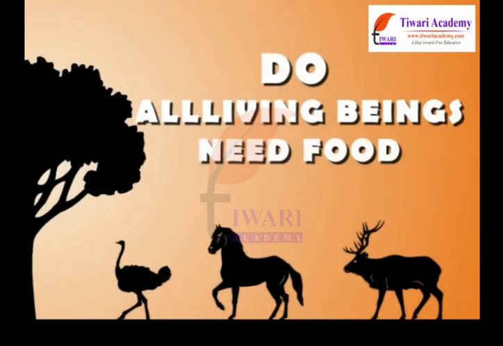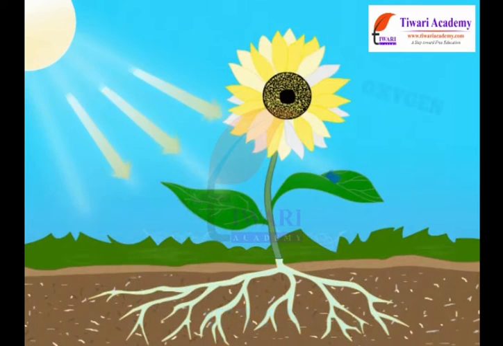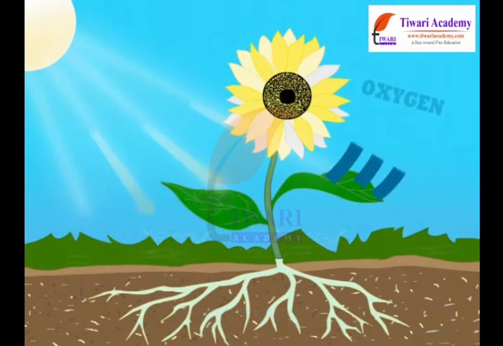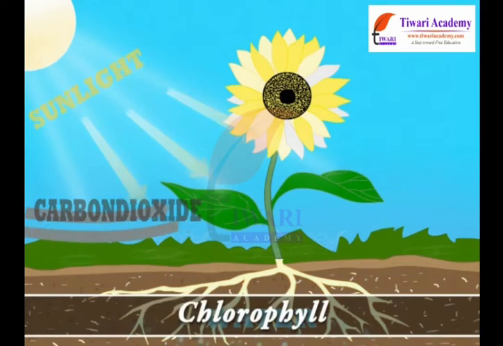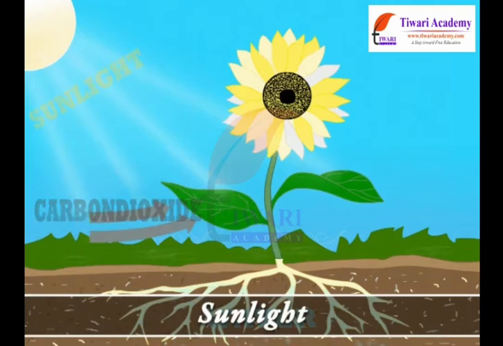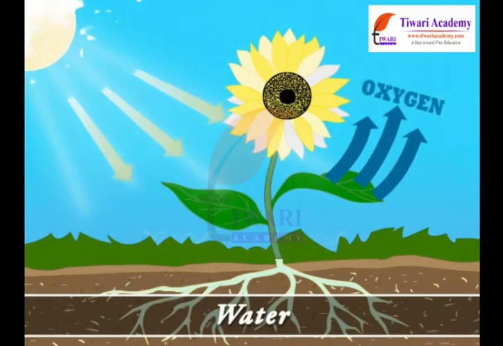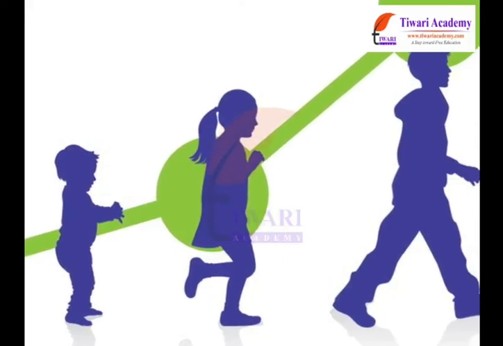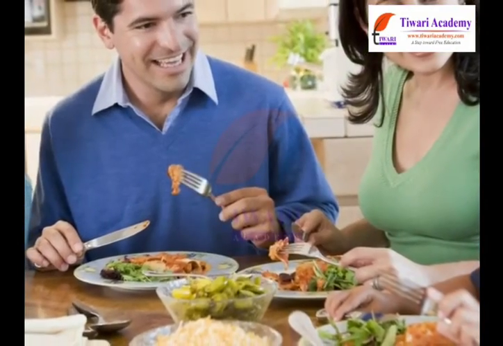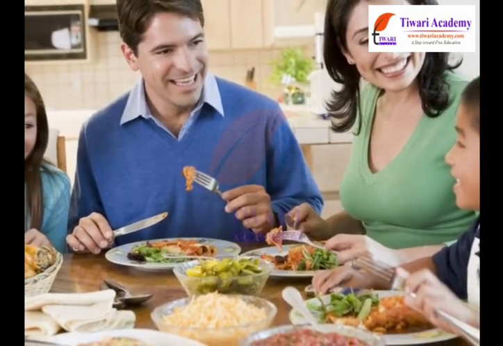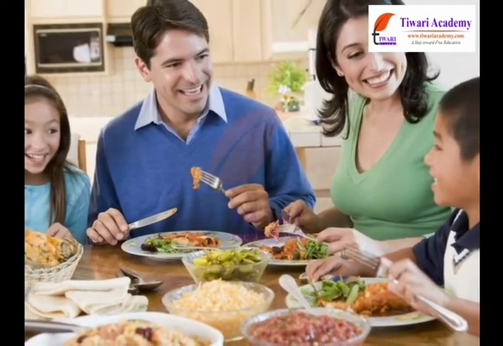Do all living beings need food? Plants make their own food by the process of photosynthesis with help of chlorophyll, carbon dioxide, sunlight, and water. We all know that living things grow. They require energy to grow. All the living things get this energy from food they eat.